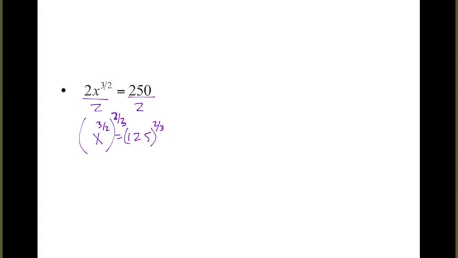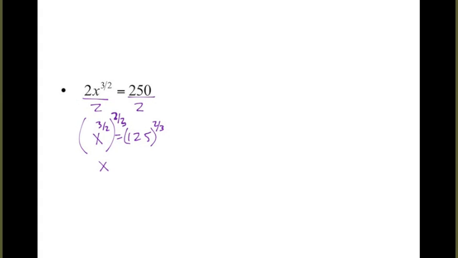Now why would we do that? What do we do when we have power to a power over here on the left-hand side? We multiply them, and when we multiply those, they're going to cancel, because we'll get 6/6, which is just 1, or x to the first. Okay? So that's why we raise it to that reciprocal power, because our rule says power to a power multiplies them, and that'll cancel it out then.